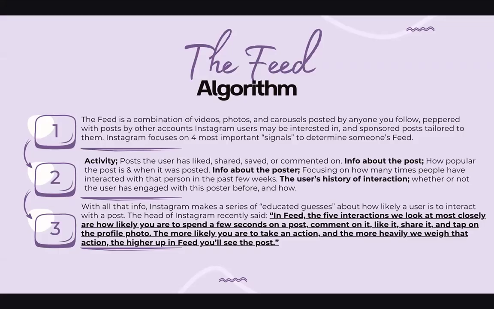Okay. So in feed, the 5 interactions that they look at most closely are how likely you are to spend a few seconds on a post, so the time you're actually looking at a post, if you're going to comment on it, like it, share it, and then tap on that person's profile. The more likely you are to take an action, the more heavily Instagram will weigh that action, and the higher up in the feed you will see the post.